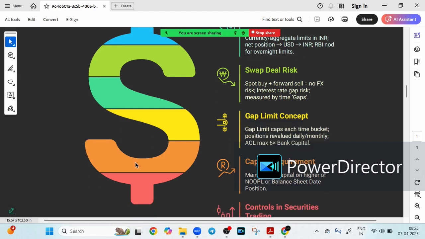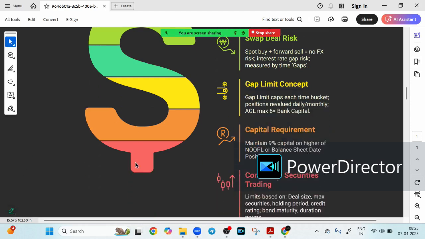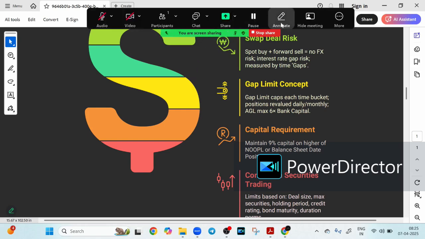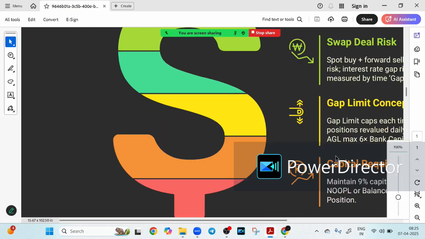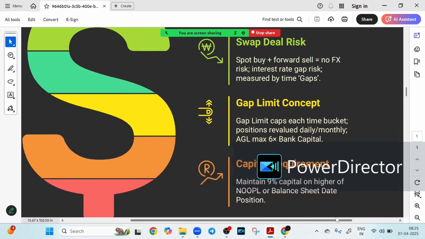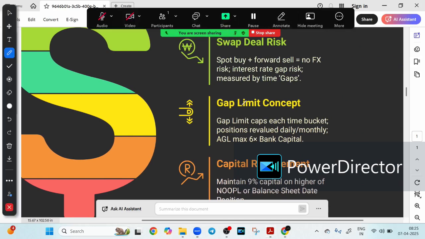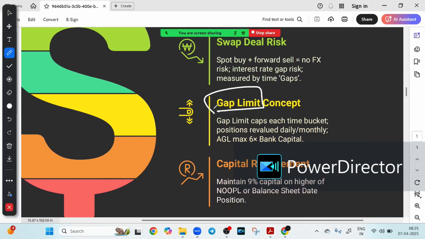Now there is a concept called the gap limit concept. What is it? Gap limit applies to time buckets. We have already discussed time buckets in the previous lecture, right? So what is the meaning of gap limit? Whenever you see this word gap limit, it applies to time buckets, for example overnight, 1 to 7 days, etc.